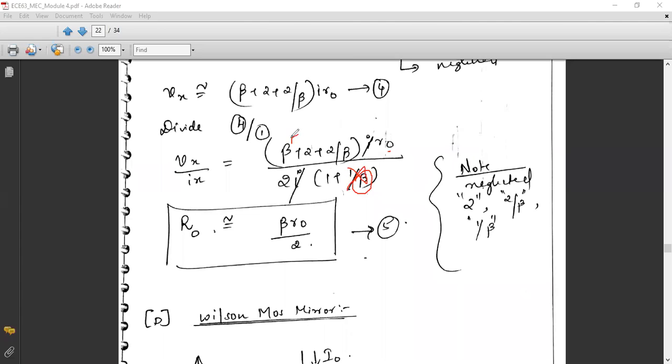Again, if you compare with beta, 2 is very, very small. 2 by beta is still small, so you can cancel this also. So you cancel 2, you cancel 2 by beta, and you cancel 1 by beta also. Finally, the resultant equation will be Vx by Ix is equal to R0, which is equal to beta into R0 by 2. So this is the required expression for the output resistance of a current mirror circuit.